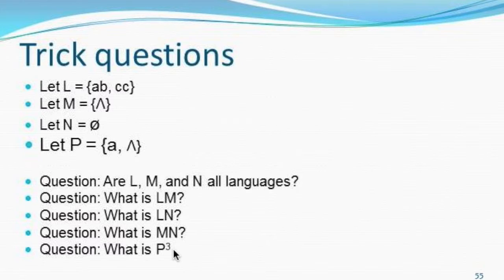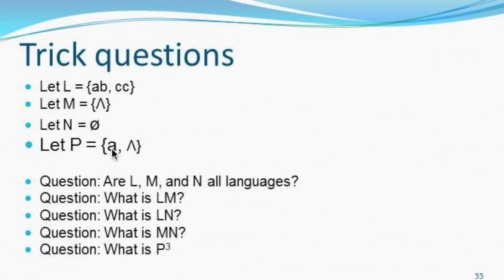Finally, there's the question, what is P cubed? And this is a little bit trickier, right? But what I'm going to tell you is P cubed has 4 elements in it. P cubed has lambda in it, right? Because if we multiply lambda by itself 3 times, we get lambda, right? If we concatenate lambda with itself, I'm sorry.